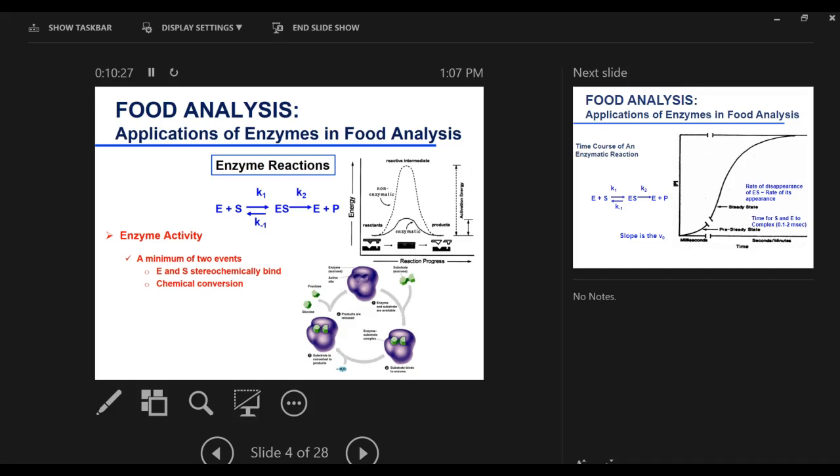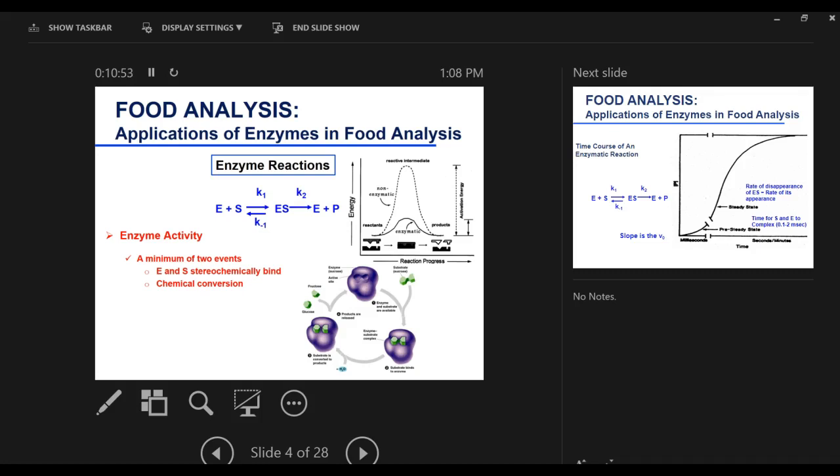But this can be reversible. ES can go back to E plus S. So this is the reverse, the rate constant for the reverse. But ES can go forward and produce a product and release the enzyme so that it can go back and interact with substrate. So going from ES to E plus P is the constant of the conversion to product.